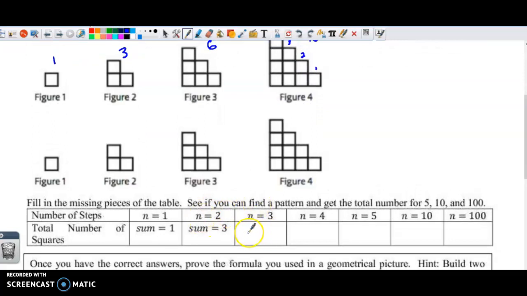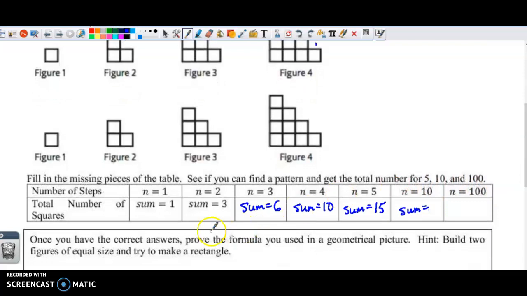I guess I started to write out the sum here. So the sum of 1 plus 2 plus 3 was 6. The sum of 1 plus 2 plus 3 plus 4 is 10. And 1 plus 2 plus 3 plus 4 plus 5 gives me 15. The next sum, sorry about that, the next sum would be 15 plus 6. And so what we basically need to do is come up with some sort of pattern to figure out what it would be at n equals 10 and n equals 100.